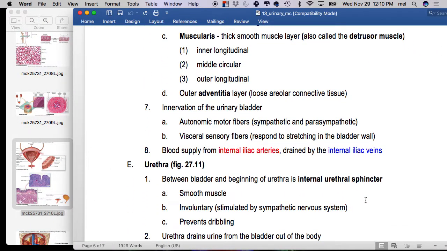Innervation of the urinary bladder. It's got motor innervation and sensory innervation. Its motor innervation is via the autonomic nervous system going to the smooth muscle in the wall of the bladder. Good? And what do you guys think? Think about this before you answer. Which branch of the autonomic nervous system should cause contraction of the detrusor muscle? Should it be the sympathetic or the parasympathetic branch?